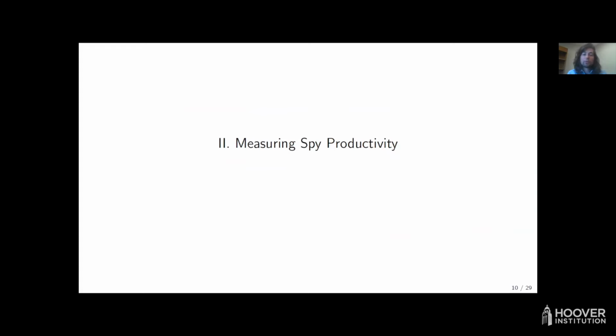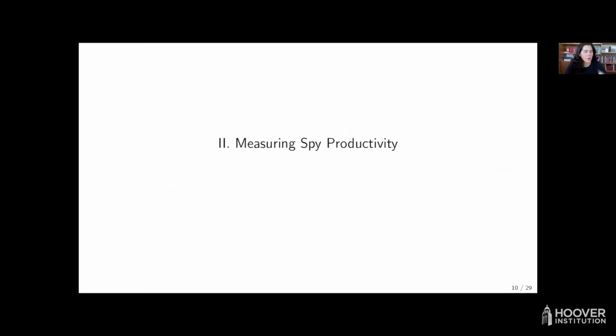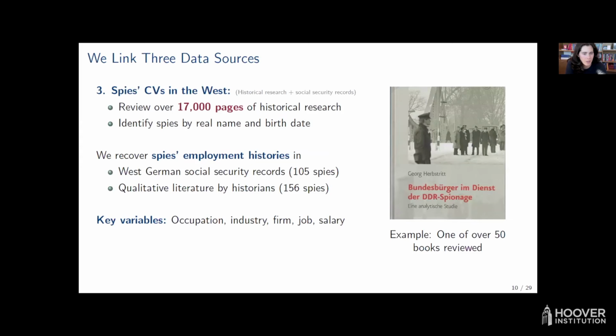Okay, with this data, we want to measure what spy productivity means in this context. Can I just ask a really quick question before we move on, Milan? Yes. This is absolutely fascinating work. I'm curious. You've gone from a group of, I think, 8,200 spies down to 105 CVs that you found. Can you comment a little bit on any selection bias that might operate in that winnowing?